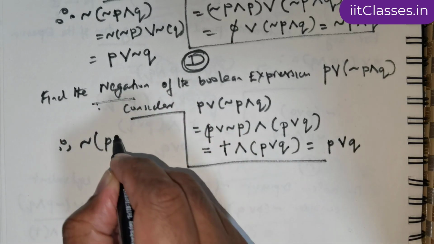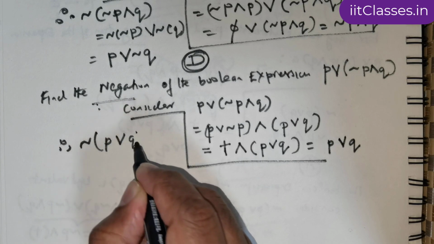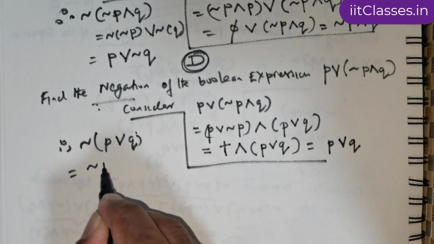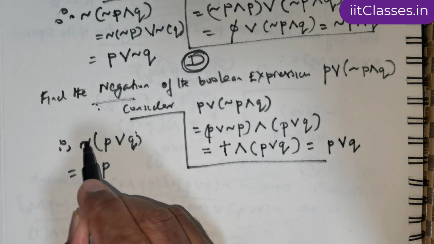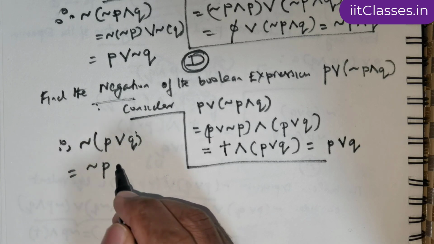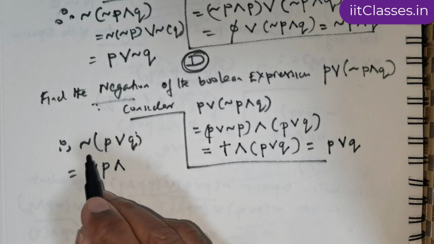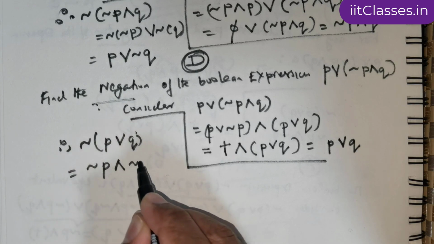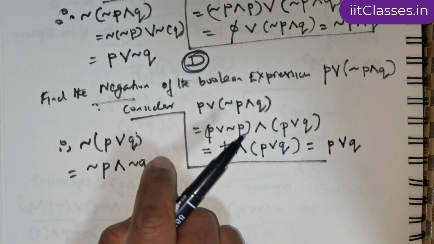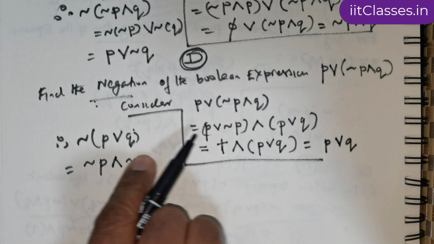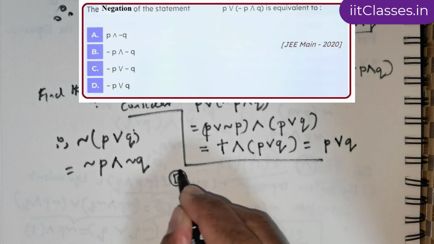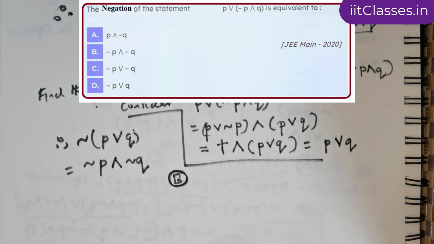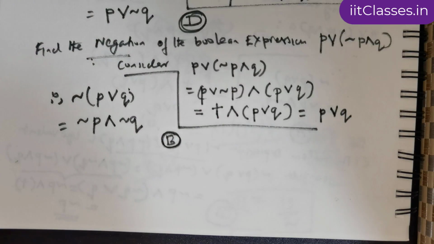Negation of P disjunction Q is equal to negation of P, when negation hits disjunction, it becomes conjunction, and negation is hitting Q now. So this is what we have got. If we were to look at the choices given, clearly the choice B is the right choice for this question.